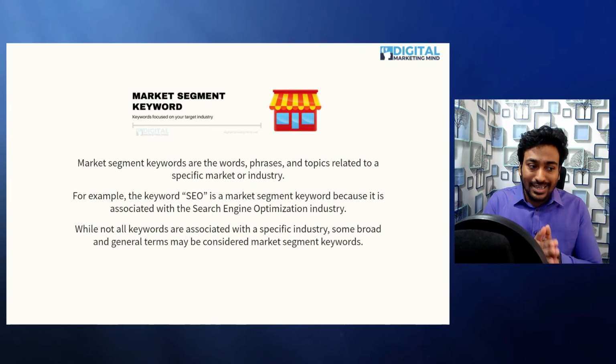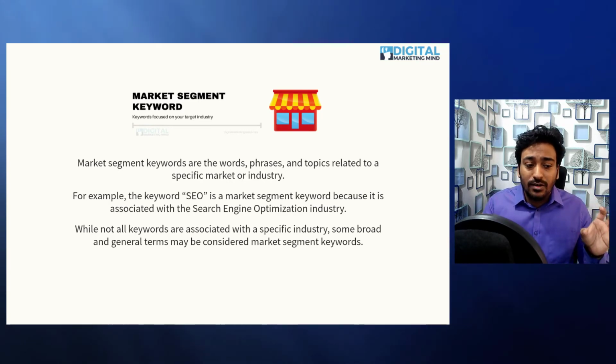market segment keyword. Market segment keywords are words, phrases, and topics related to a specific market or industry. For example, the keyword SEO is a market segment keyword because it is associated with the search engine optimization industry or website ranking. So that is a market segment keyword.